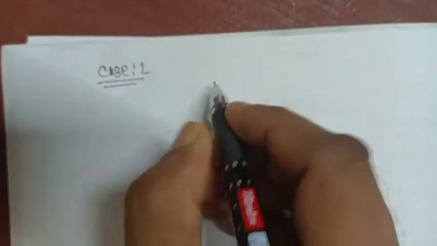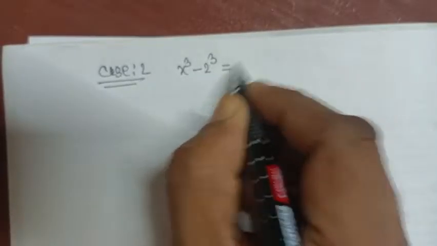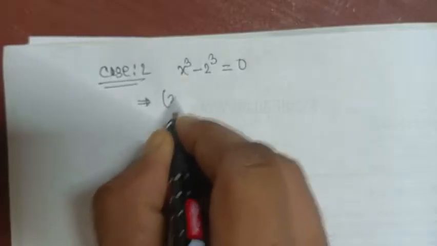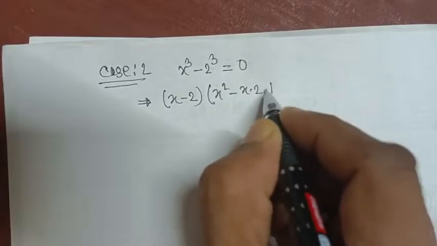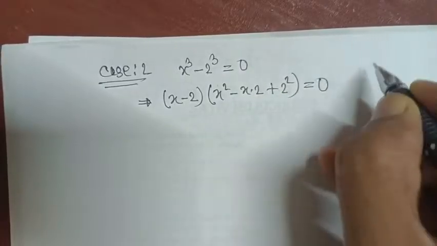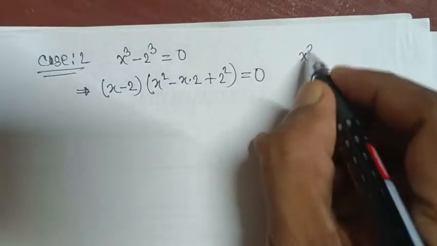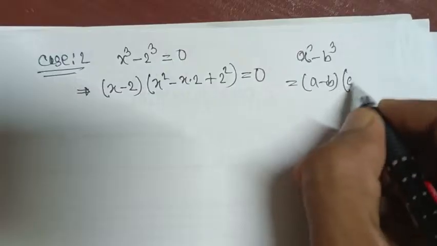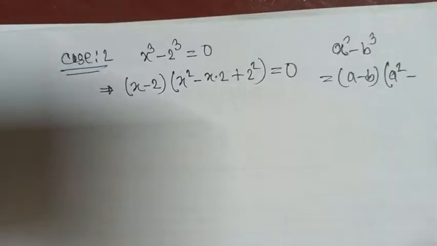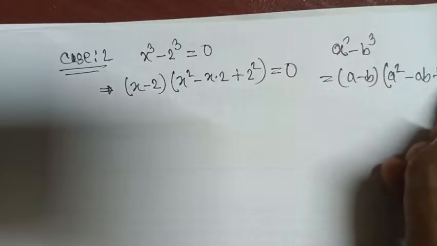Now we have case 1 done. For case 2, x cube minus 2 cube is equal to 0. Therefore x minus 2 into x square minus x into 2 plus 2 square equals 0. As we know, a cube minus b cube is equal to a minus b into a square plus ab plus b square.